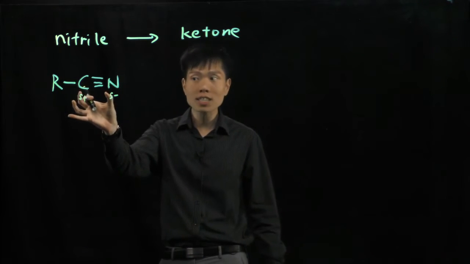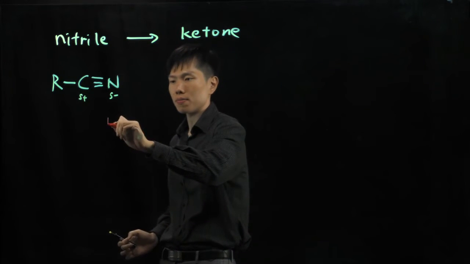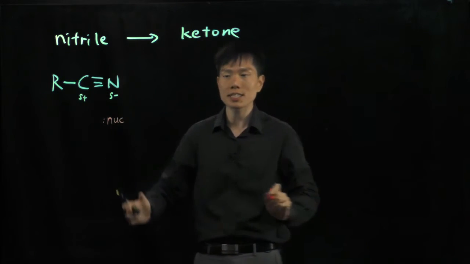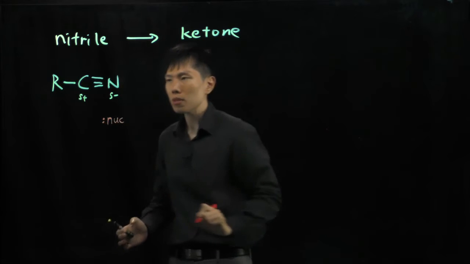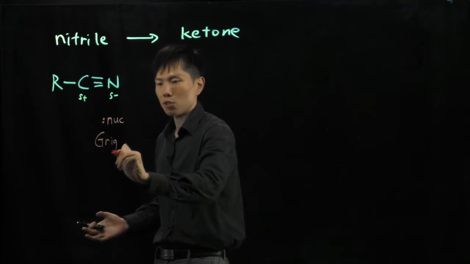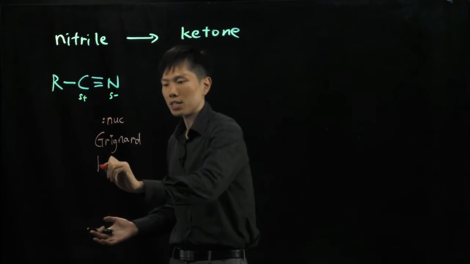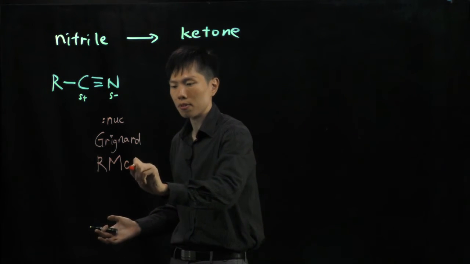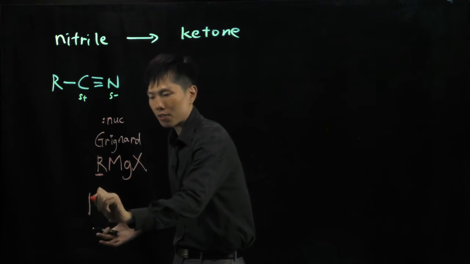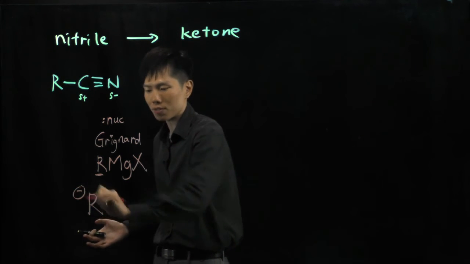Whenever you see a polarized pi bond, this attracts a nucleophile. A nucleophile must have lone pairs of electrons that could be donated. So here, let me just use a Grignard reagent, which is a fantastic nucleophile. A Grignard reagent's general formula is R-MgX. So in this case, the R will have the lone pair on the carbon and be negatively charged.